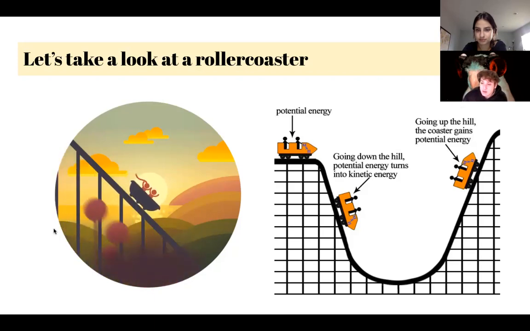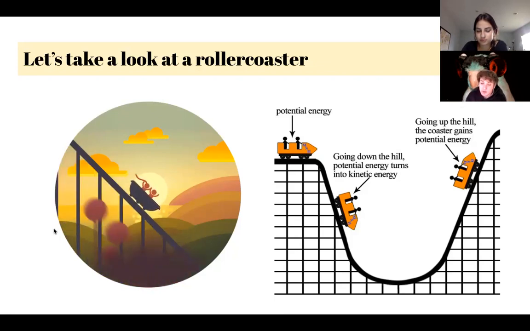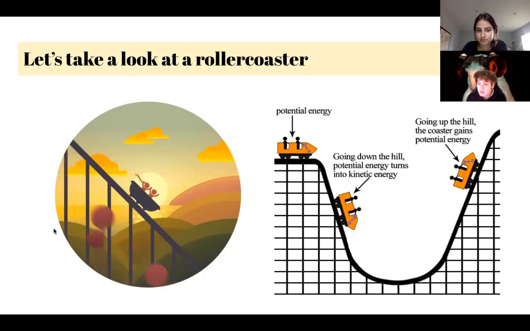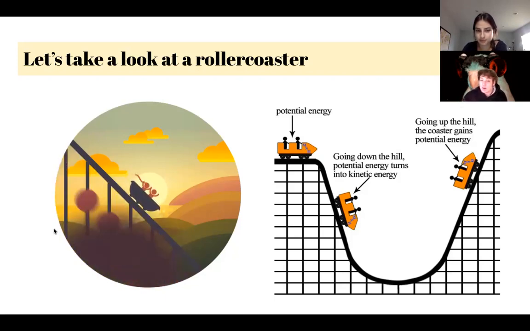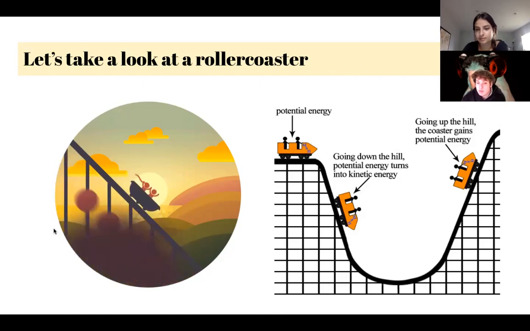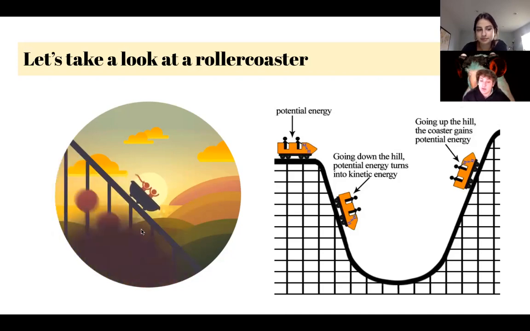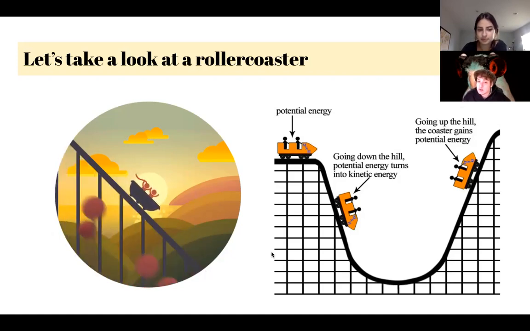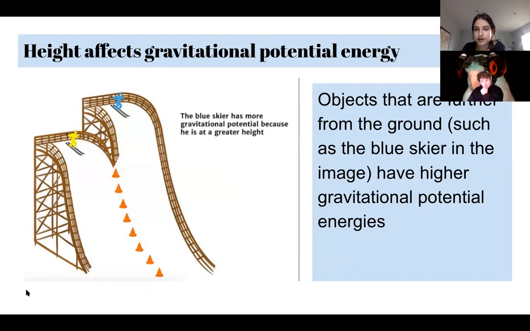Then on the way down, we see that it is exerting its potential energy, and that turns into kinetic energy, or the energy of movement, because it's moving. So the gravitational potential energy is converted to kinetic energy as it goes down the roller coaster. Then on the way back up, the kinetic energy is slowly converted back to gravitational potential energy because it is slowing down and it is getting farther away from the Earth, thus having more potential to fall.